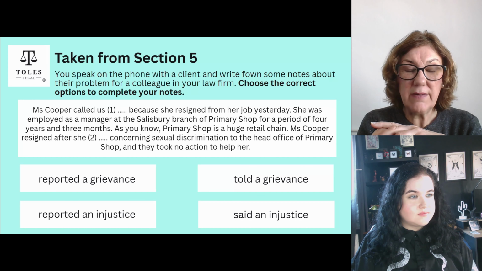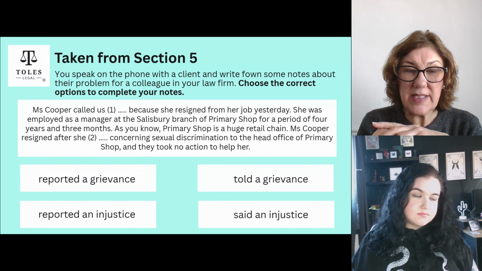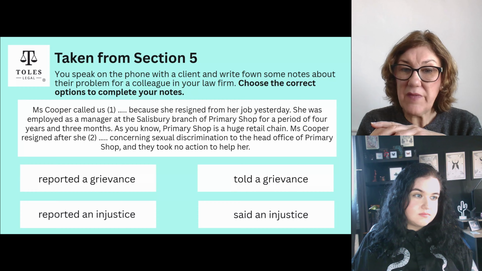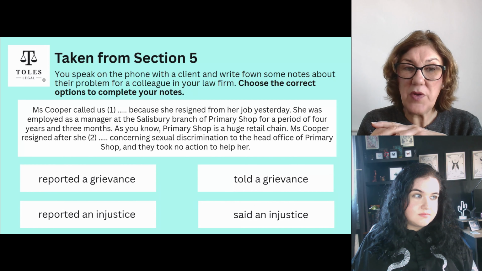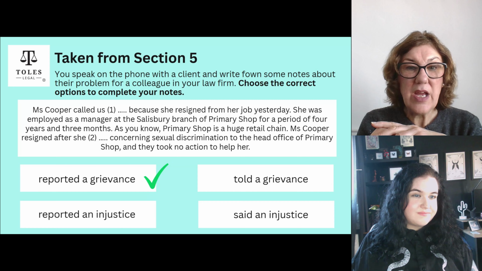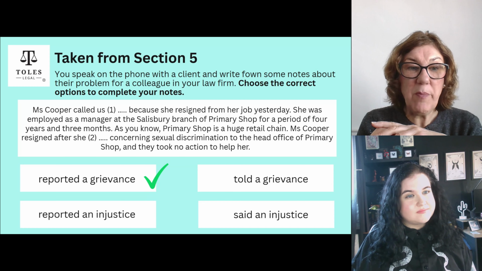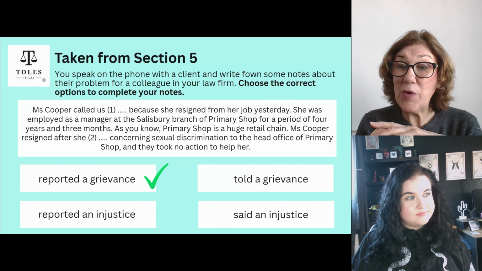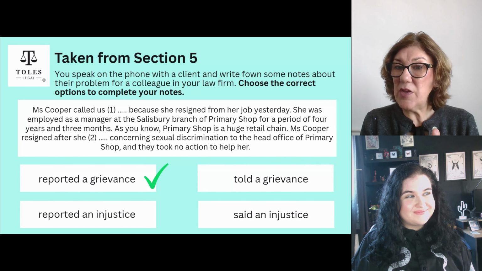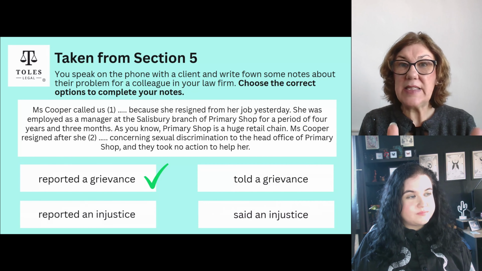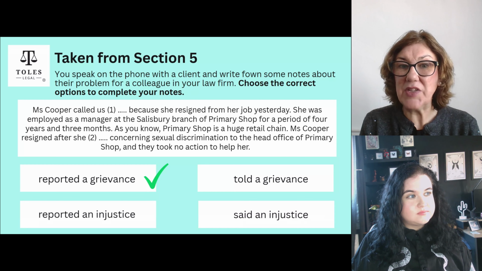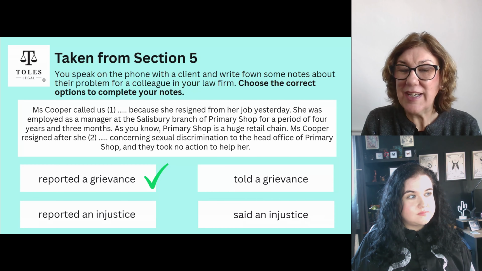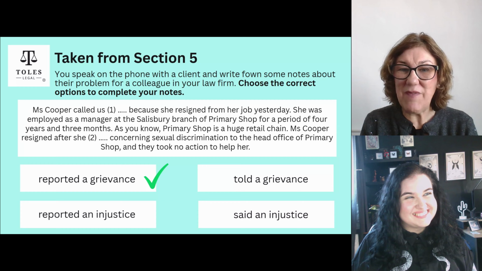Reported a grievance, reported an injustice, told a grievance, said an injustice. You can only choose one. 3 of them are wrong. And the correct answer, Miss Cooper resigned after she reported a grievance to her head office. I hope you got it right. 1 point. And I think you can see this is foundation level legal English and it's quite hard to smash. You've got to be very, very precise.